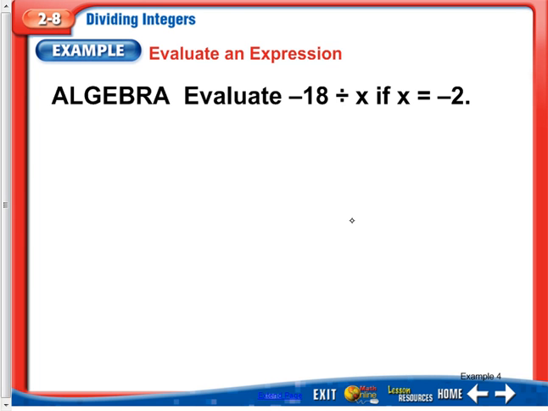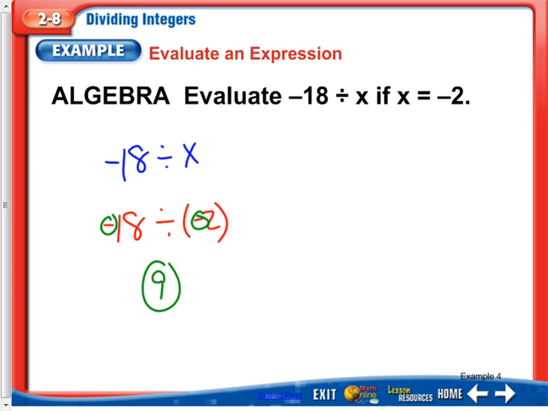All right, algebra, we just got to do some substitution here. I'm going to copy this down. We'll go negative 18 divided by x. Then we need to substitute. So the next step, we'll do negative 18 divided by negative 2. If we look, we have a negative here and here, so that's 2. So 18 divided by 2 is 9. Since you have 2 negatives, we're going to have a positive quotient.